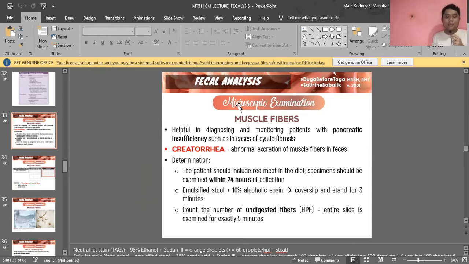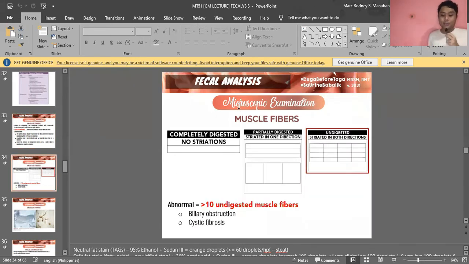And it should be examined within 24 hours of collection. So, the stool sample, you emulsify it, you add 10% alcoholic eosin, and then you add a cover slip and let it stand for 3 minutes. And what we do is we count the number of the undigested fibers. Entire slide is examined and exactly for 5 minutes. So sa mga undigested muscle fibers, ayan.